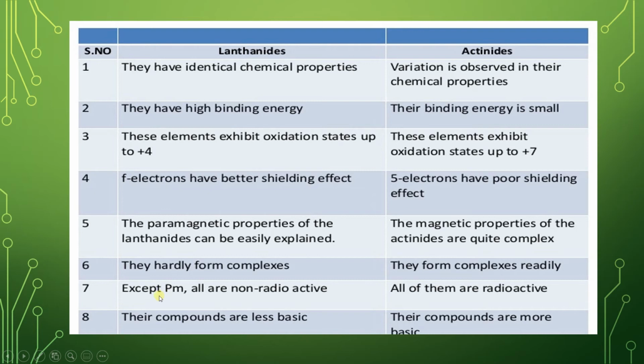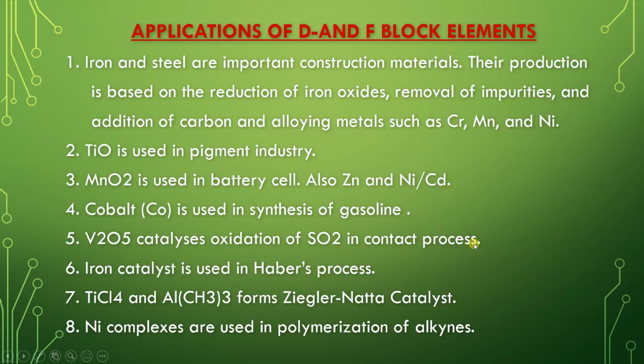In lanthanides, except promethium, all are non-radioactive. In actinides, all the elements are radioactive. In lanthanides, their compounds are less basic. Actinide compounds are more basic. So these are the differences between lanthanides and actinides.